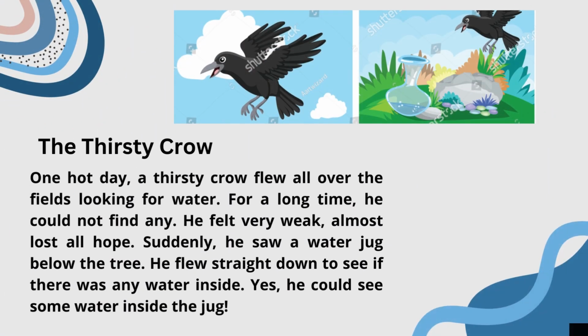Well, students, let's go to the example of narrative text. This is the kind of narrative text in the form of fable. Fable is the animal story. The title of the story is The Thirsty Crow.